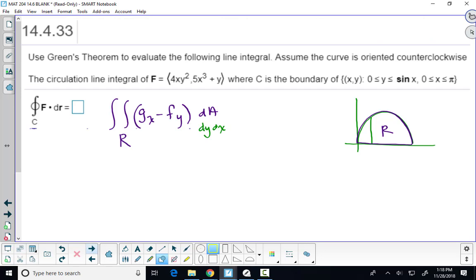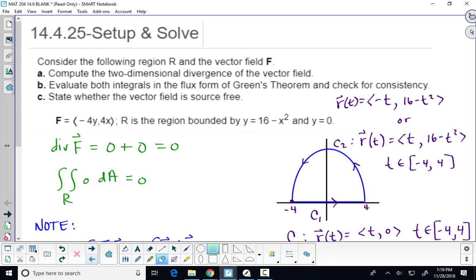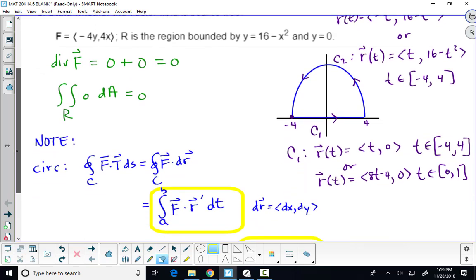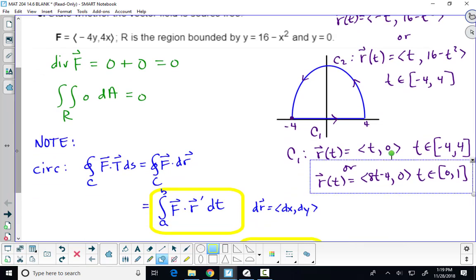Any other questions on either of those? That parameterization on the last one, where did that come from? Did you just use the negative 4, 0 and 4, 0 to build that? This parameterization here? Yeah, that one right there.